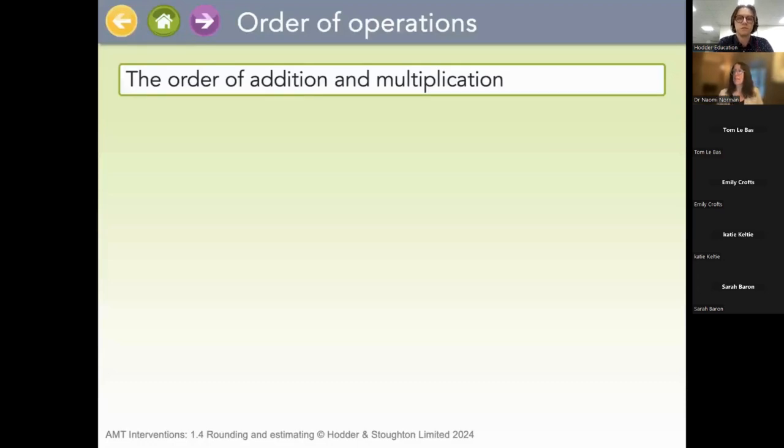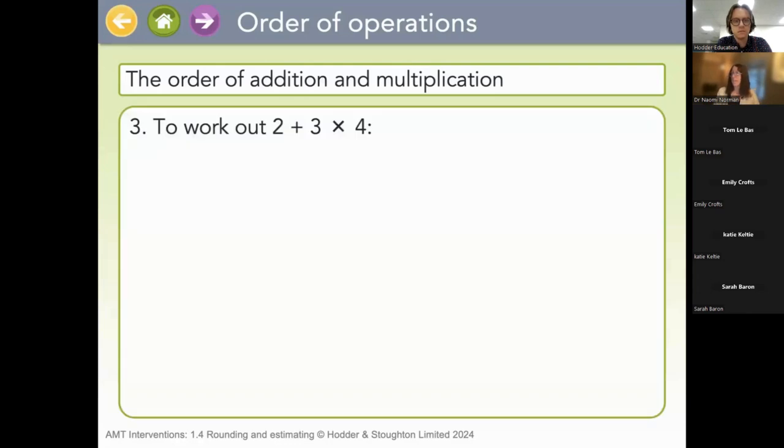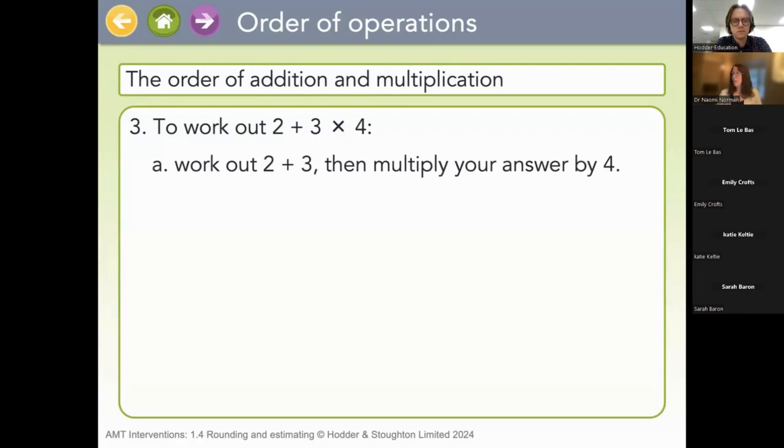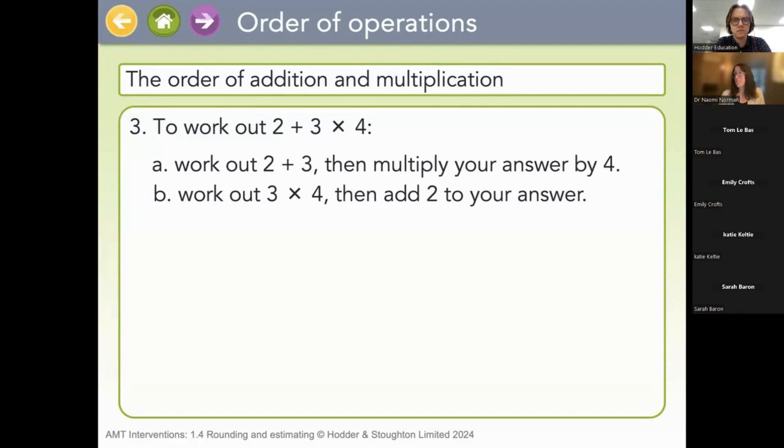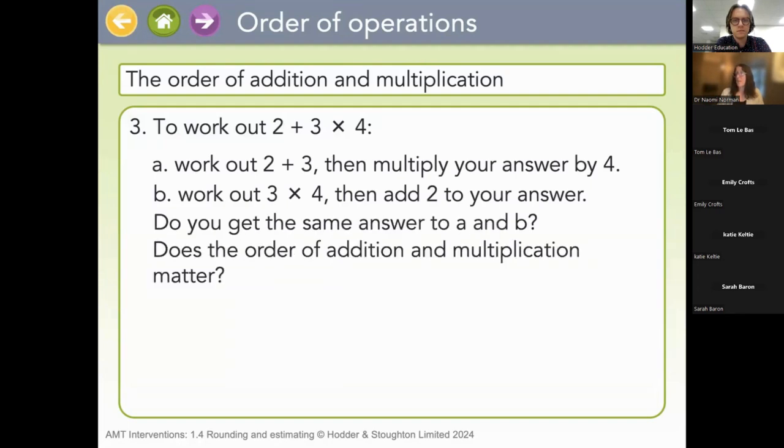This intervention begins by asking students to consider answers to work out where multiplication and addition sit in the order of operations. Firstly, they work out the calculation 2 add 3 multiplied by 4, first by working left to right, doing the addition first, then the multiplication. Then they work out the multiplication first, and then the addition. Students are then asked if they get the same answer, and so whether the order of operations matters.